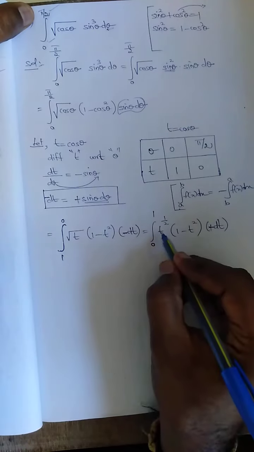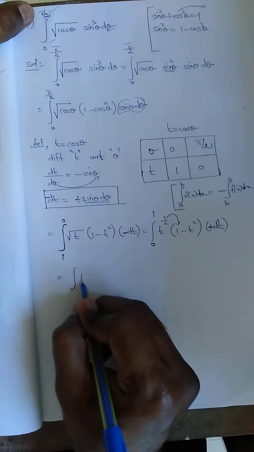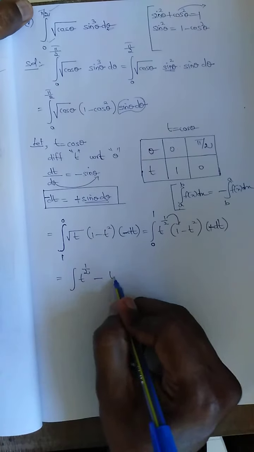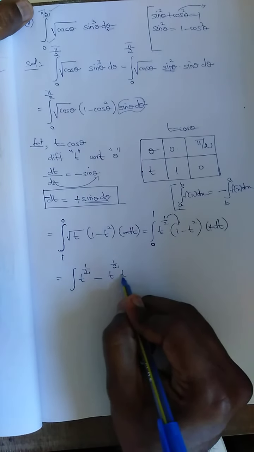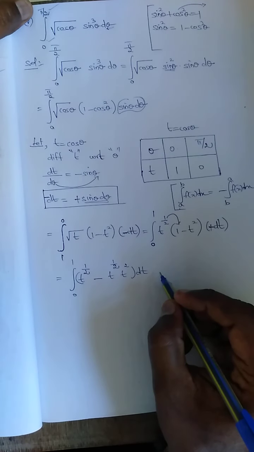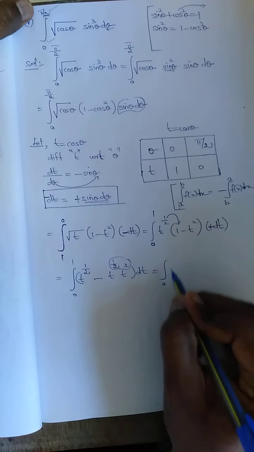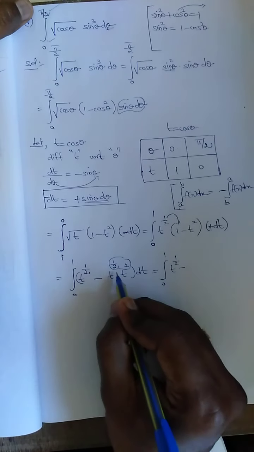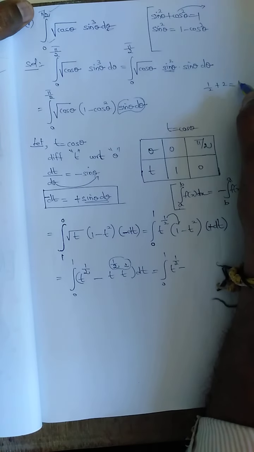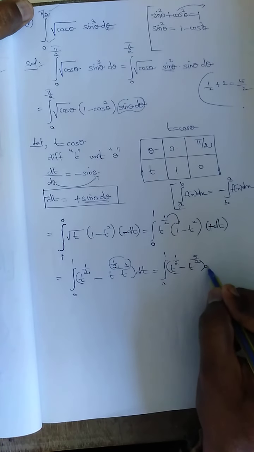So 0 to 1. Now multiply this out: t power 1 by 2 into 1 is t power 1 by 2, minus t power 1 by 2 into t square, dt, limit 0 to 1. How can I write this? These two powers I can add. It is equal to integral 0 to 1 of t power 1 by 2, minus t power 1 by 2 plus 2, that is 5 by 2, t power 5 by 2 into dt.